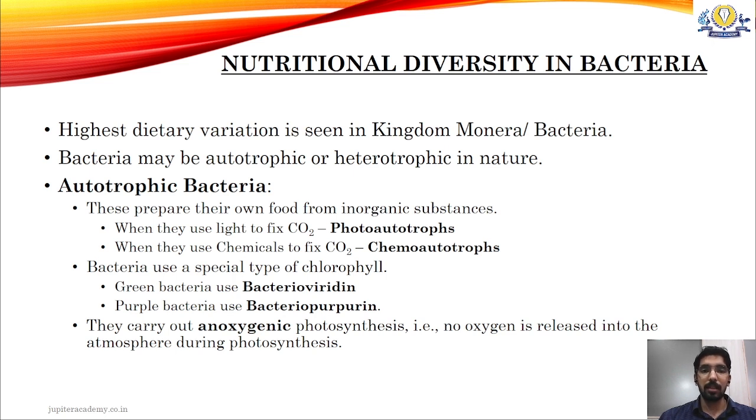And they are present in different bacteria. So based on this we have green sulfur bacteria, green non-sulfur bacteria, purple sulfur bacteria, and purple non-sulfur bacteria. All this photosynthesis is anoxygenic, meaning it does not end with the release of oxygen like in plants, where carbon dioxide is taken and oxygen is released. Here the carbon dioxide is taken but oxygen is not released. Other than oxygen, some other gas can be released based on the chemical used.